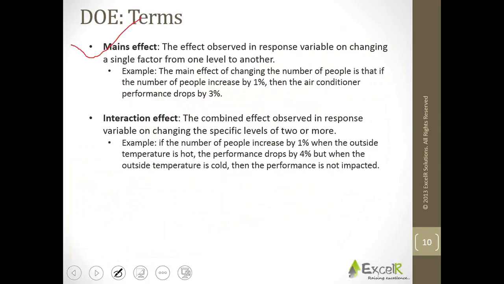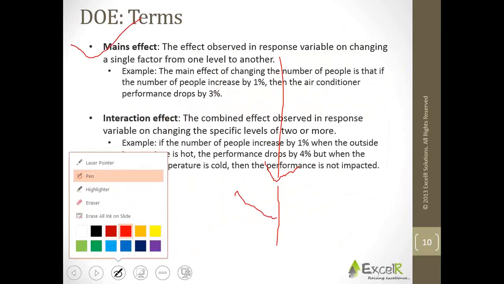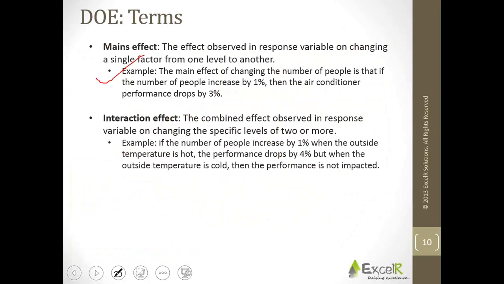Then you have main effect. The effect which is observed in the response variable. What is the response variable? Your y. Yeah, the effect observed in the response variable on changing a single factor from one level to another level. For example, the main effect of changing the number of people is that if the number of people increase by 1%, then the air conditioner performance drops by 3%. So this is a main effect.